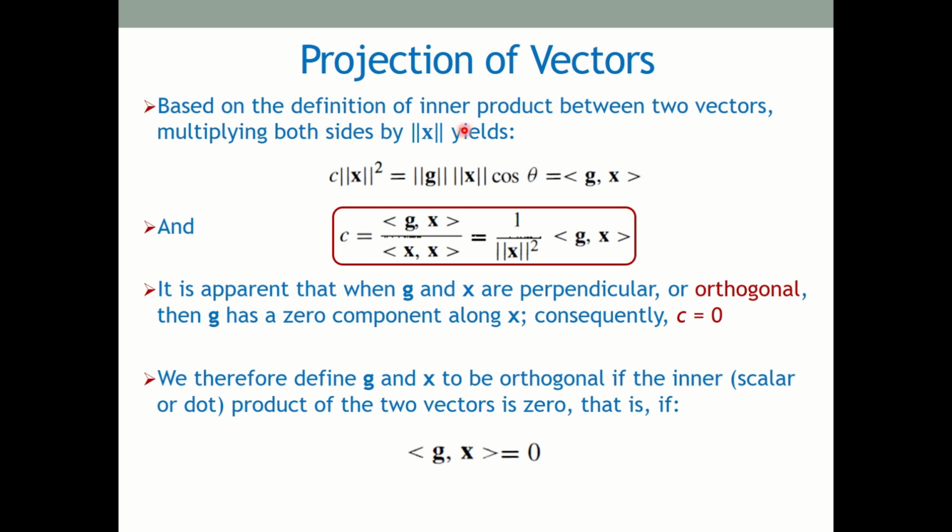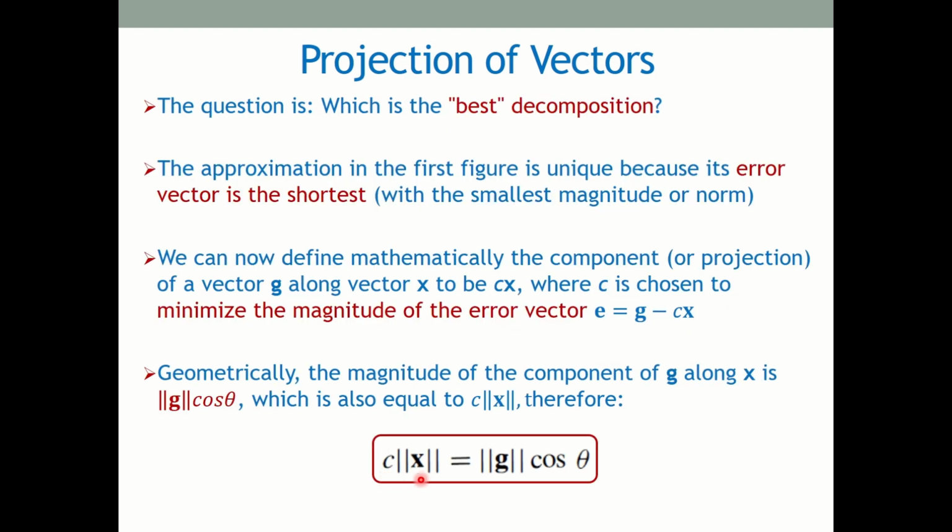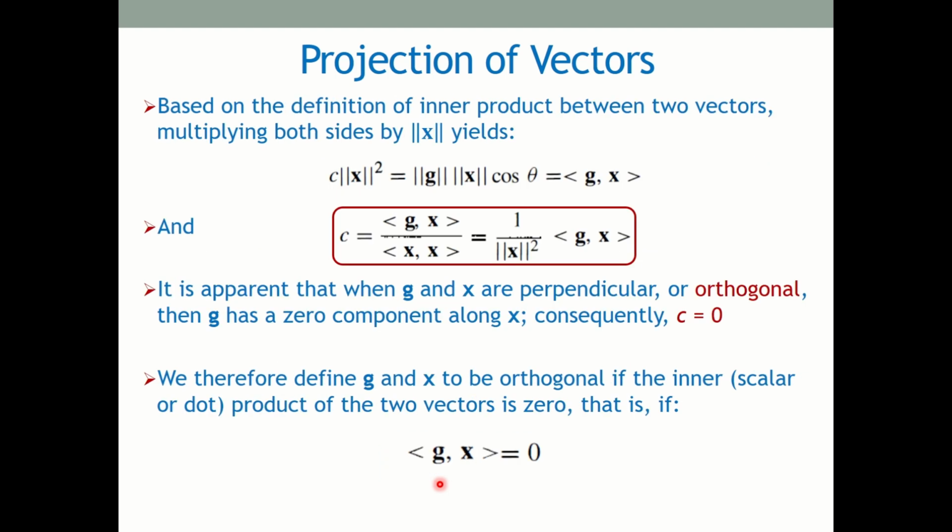So now, based on the definition of the inner product between two vectors, multiplying both sides by x, we get c x squared equals |g||x| cos of theta, and we know that this is equal to the dot product of g and x. So from this expression we can write c as the dot product of g and x divided by x squared. This x squared goes on this side, so we have the dot product of x with itself, which is equal to x magnitude squared, as we know, and g dot x remains as it is.